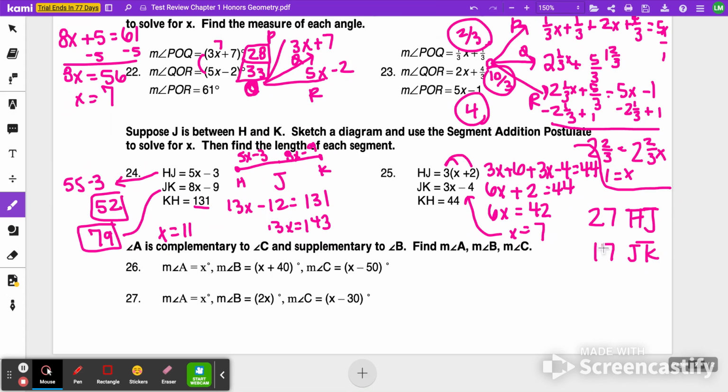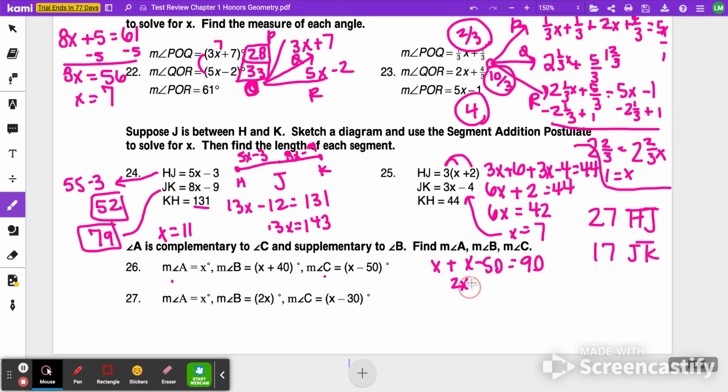Okay. Our last two, 26 and 27. Angle A is complementary to angle C and supplementary to angle B. So find the measures of A, B, and C. So let's go ahead and start with A and C here. If we have the measure of angle A and then the measure of angle C, they need to be complementary. So that x plus x minus 50 is equal to 90.